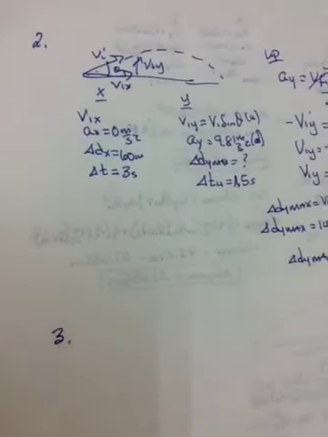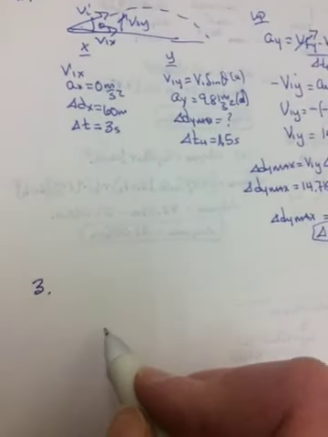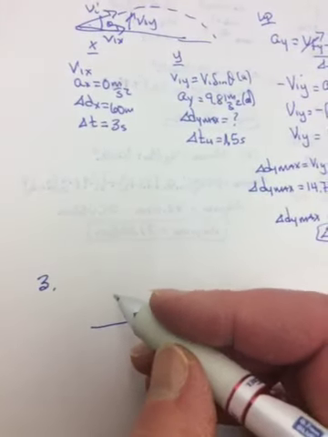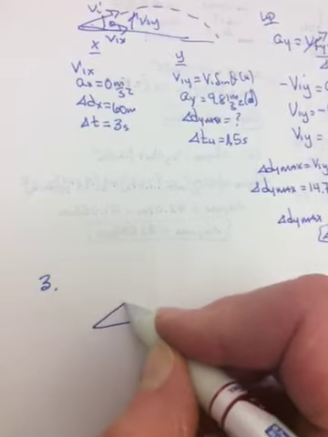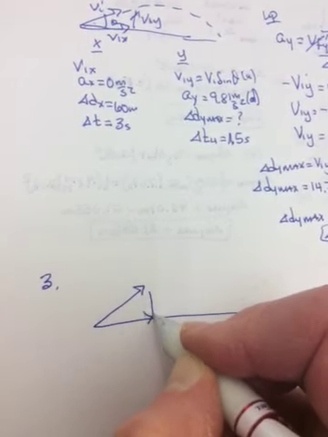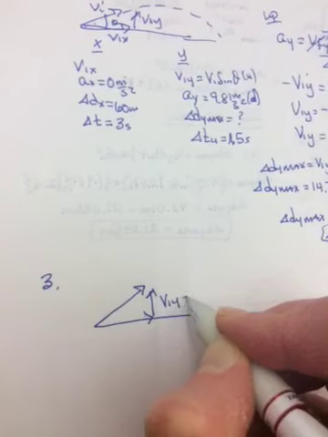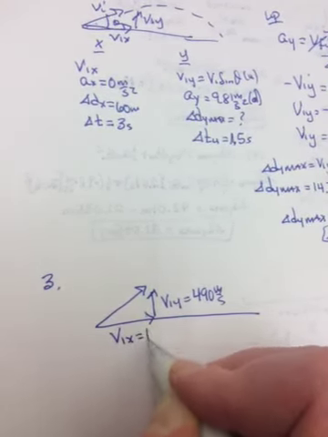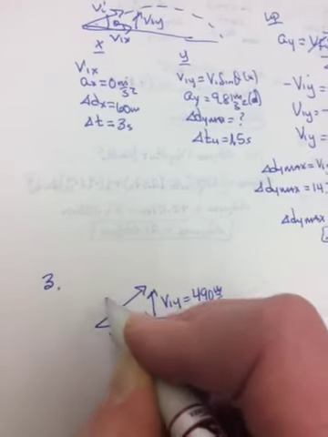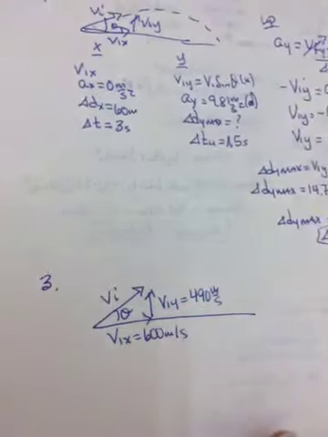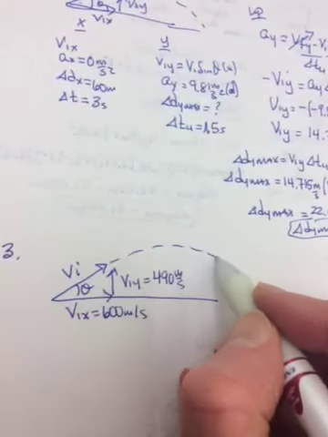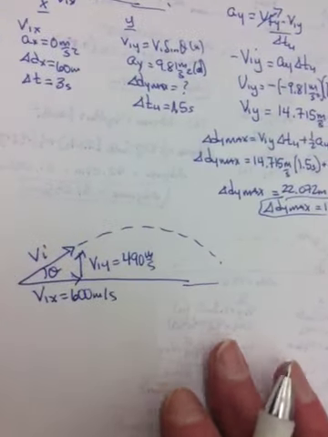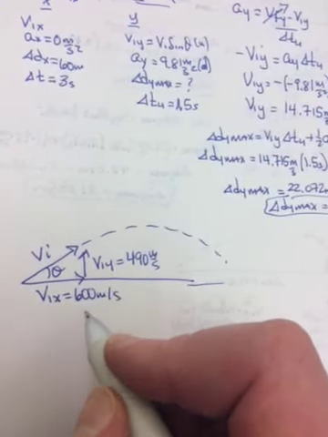Number 3 is the other one I asked you to do. And this time I tried to make your life easy by telling you the vertical component and the horizontal component. So it's being fired at an angle, but instead of giving you the VI, I gave you the VIY was 490 meters per second, and I gave you the VIX as 600 meters per second. So I actually just allowed you to not have to find the components. And it's going to go up and come down. And it wants to know how far up did it shoot. So you're looking for delta dy max again, and then how far forward.